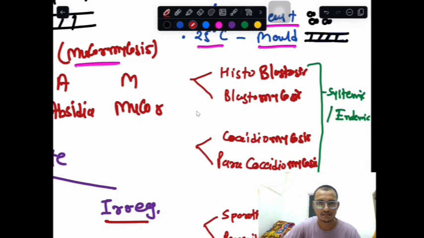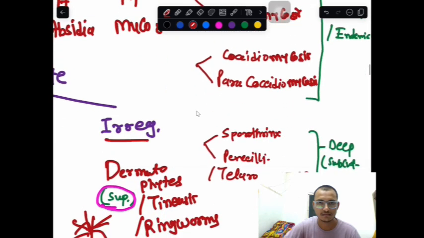The third category is Sporothrix, Penicillium or Talaromyces. Those are the deep mycoses.